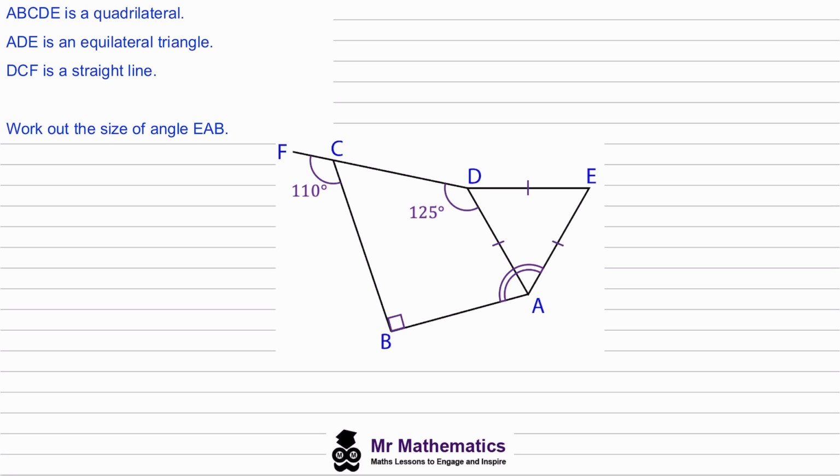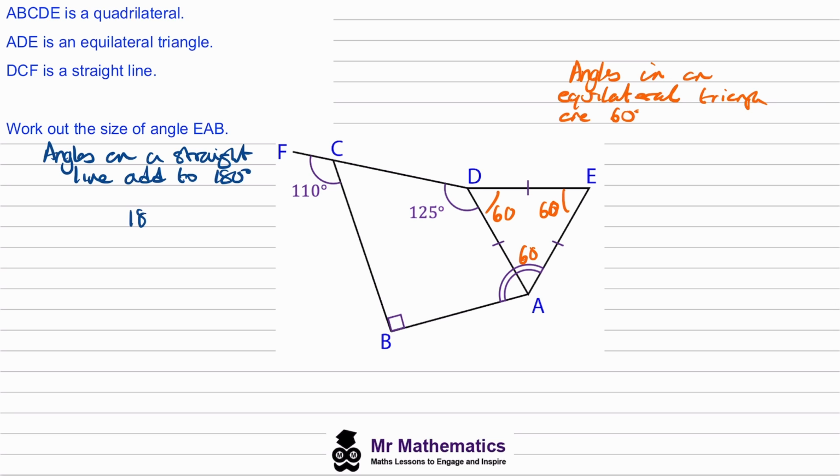Okay, so welcome back if you had a go. So we have an equilateral triangle, which means these three angles will be equal. So each angle will be 60 degrees, 180 divided by 3. And we know angles in a quadrilateral add up to 360. So we can work out this one using angles on a straight line with this one. So we'll have 180 minus 110. This will give us 70 degrees.